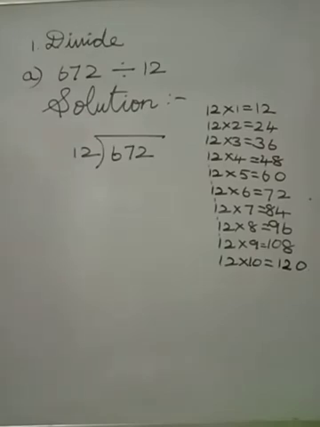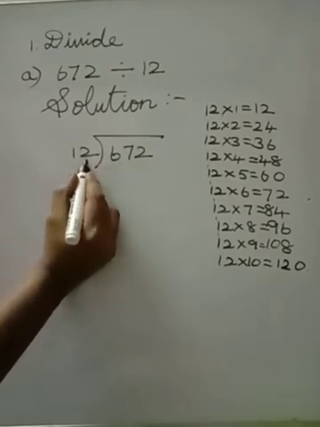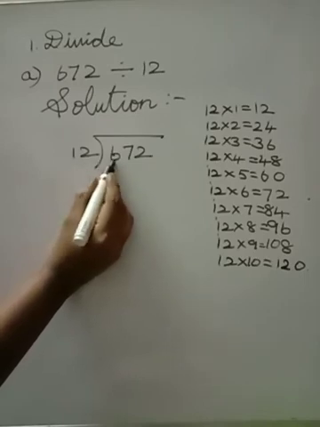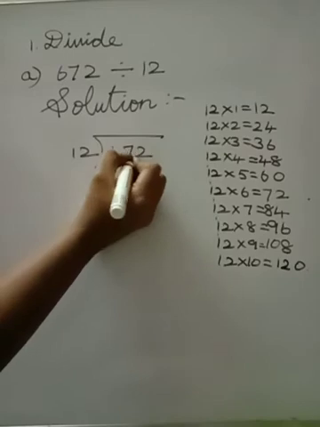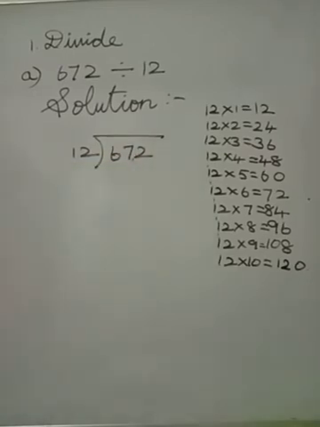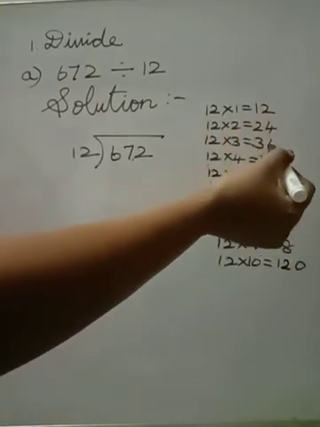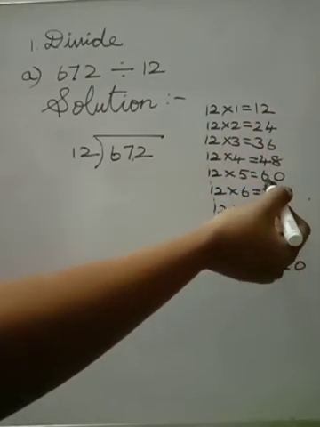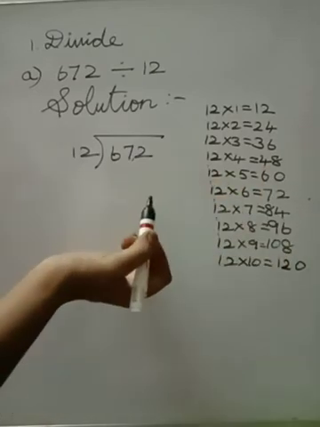Now we will start the sum. I told you the number you are going to divide should be greater than the divisor. So here, is 6 greater than 12? No. So what you have to do? Take it as 67. So 67 is greater. No problem. Now see the product side. Whether 67 is there? No. 60, then after that 72. 72 is the bigger number. You have to take the nearest smaller number.